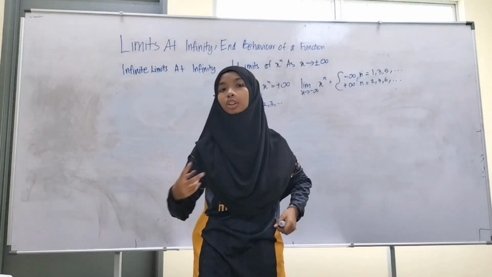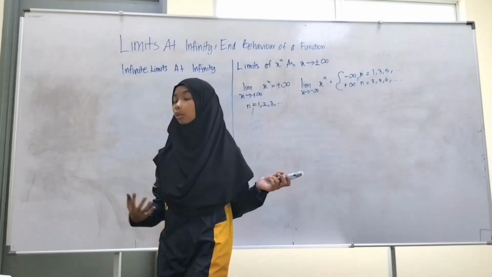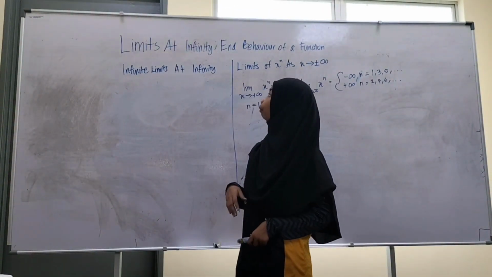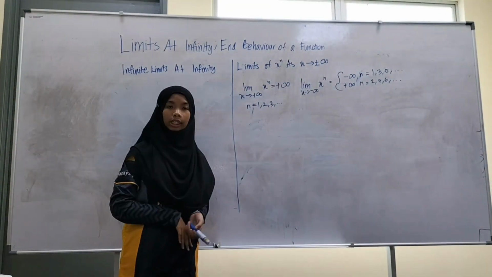So now I'm going to teach you two more subtopics, and don't worry, it's going to be really easy, just as easy as before. The first topic will be infinite limits at infinity, and the second one would be limits of x to the power of n as x approaches positive or negative infinity.